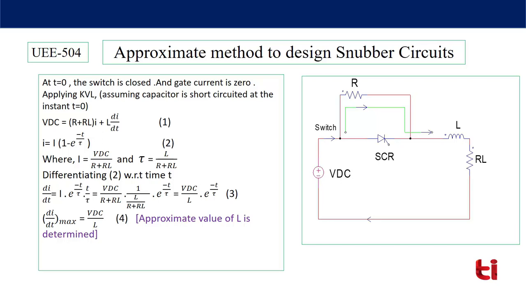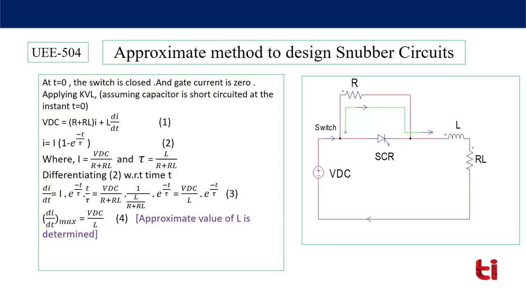So applying KVL equation in the loop VDC, R, L, RL, we can write equation number 1: VDC is equal to (R plus RL) into I plus L dIdt. I is the current flowing through the circuit. Solving equation number 1, we can write I is equal to capital I (1 minus e to the power minus t by tau), where capital I is equal to VDC by (R plus RL), and tau is equal to L by (R plus RL). Differentiating 2 with respect to time, dIdt is equal to capital I into e to the power minus t by tau into 1 by tau.